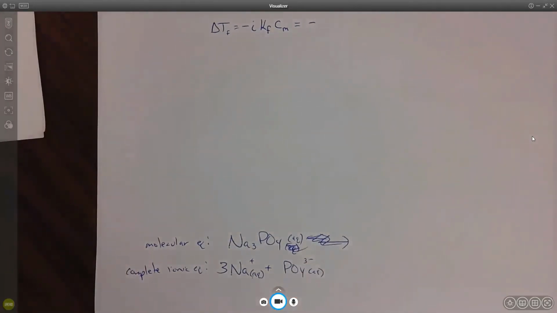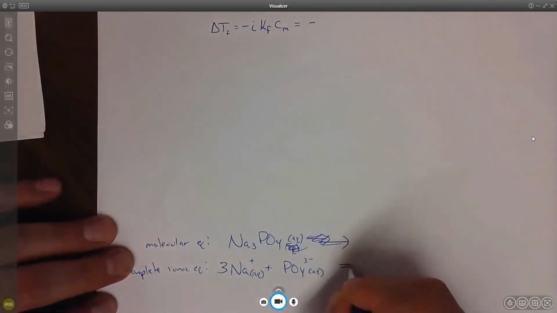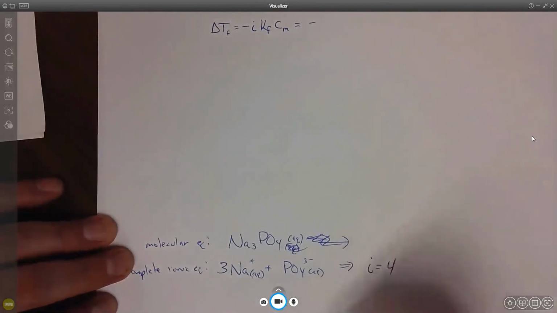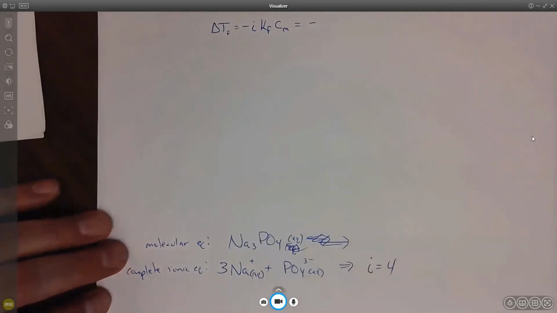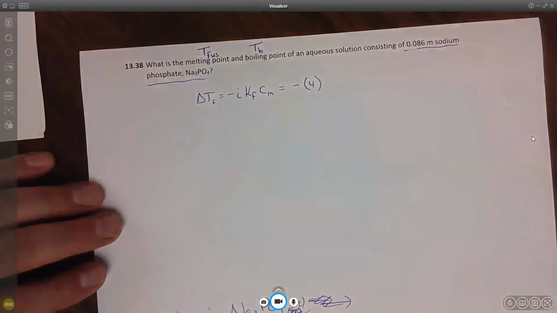Okay, so what is i then? Would it be 4? Yep. Okay, so there's 3 sodium and 1 phosphate. So this means i equals 4. Okay, so that means this is 4.